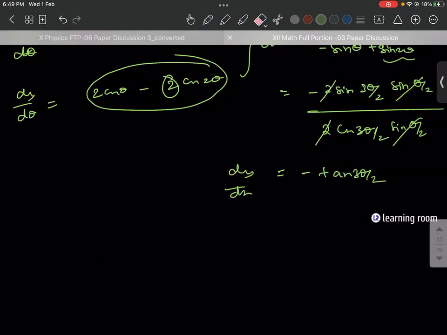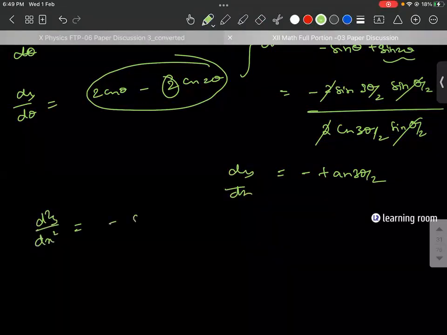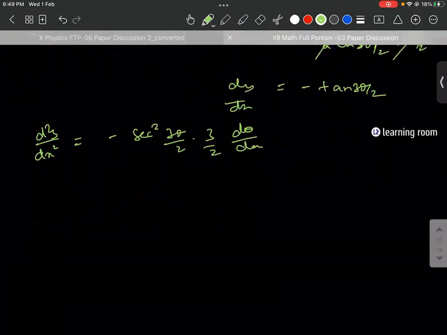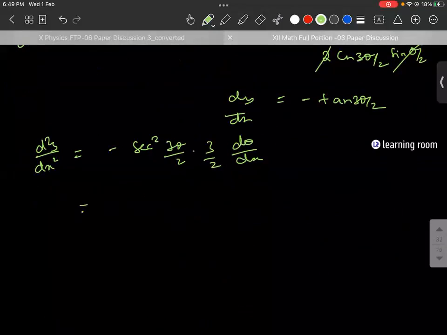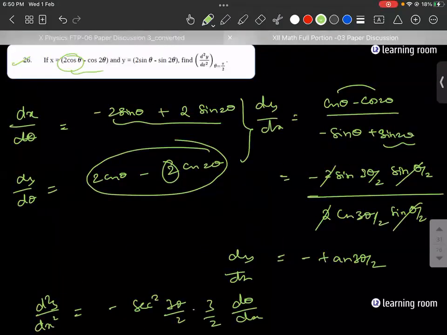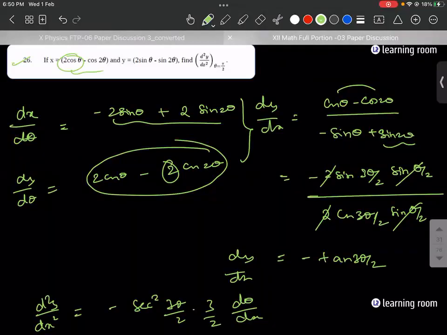So what is d square y by dx square? Secant square 3 theta by 2, minus secant square 3 theta by 2 into 3 by 2 d theta by dx, sir. Correct. So when you put theta is equal to pi by 2, what will happen? Minus secant square 3 pi by 4 into 3 by 2 into what is d theta by dx? 1 by 2 of sin 2 theta minus sin theta, sir.